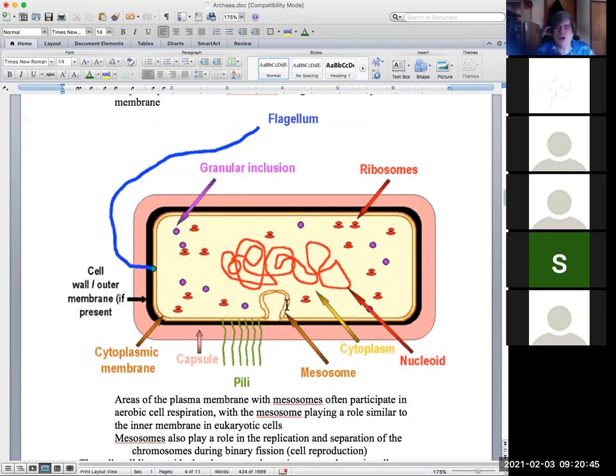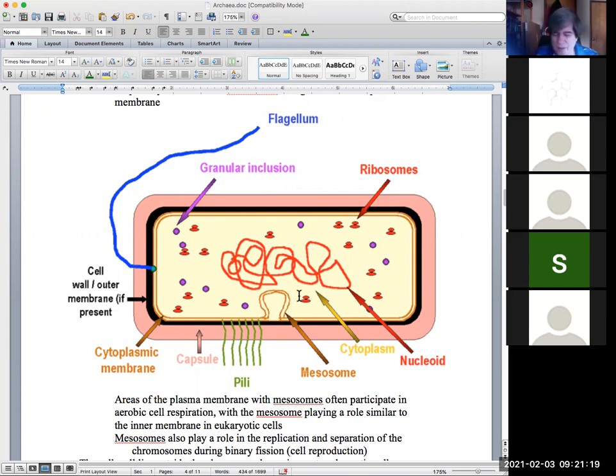Now, remember when we talked about aerobic cell respiration and photosynthesis last semester? One of the things we talked about was a process called chemiosmosis. And remember, in chemiosmosis, the cell transported hydrogen ions across a membrane. And then when the hydrogen ions moved back where they started, the cell was able to use that movement to produce ATP. In a lot of bacteria cells, chemiosmosis happens in these mesosomes.